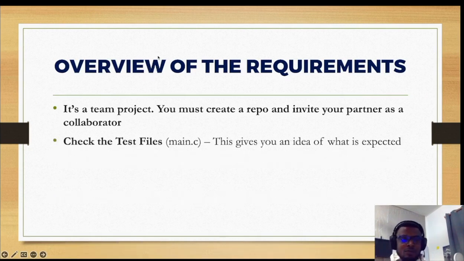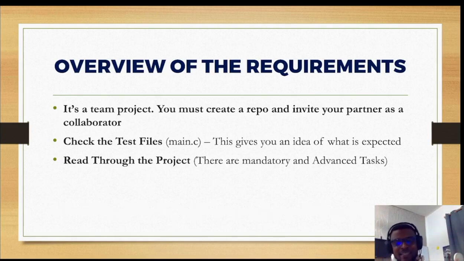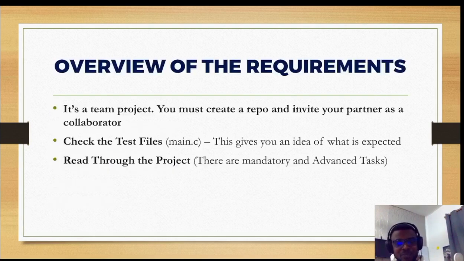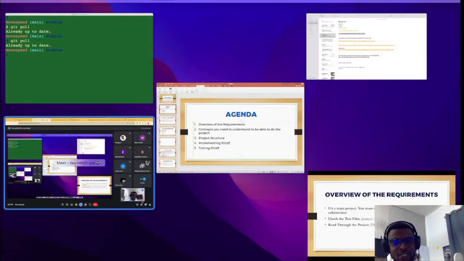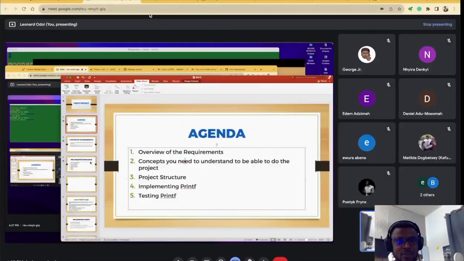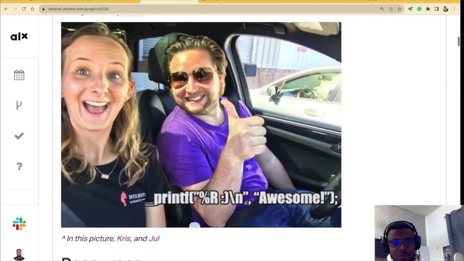So now you have set up your repo. You know that it's a collaborative project that you're about to do. The next thing you want to do is check the test files. It will give you an idea of what to expect in the project. And the third thing you have to do is read through the project. Okay, so let's go and get an overview of this whole thing that I'm talking about. Let me go into the project.